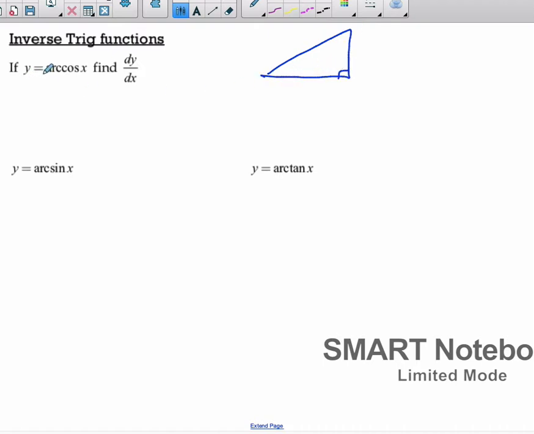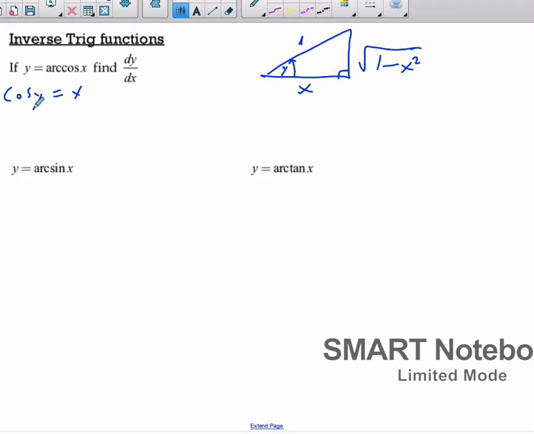Okay, so if we have y equals arc cosine x, and that's the same as cosine y equals x. So y is an angle, and if cosine equals x, that's adjacent over hypotenuse. So the opposite side is, by Pythagorean theorem, root 1 minus x squared. So then we can figure everything out from this triangle.